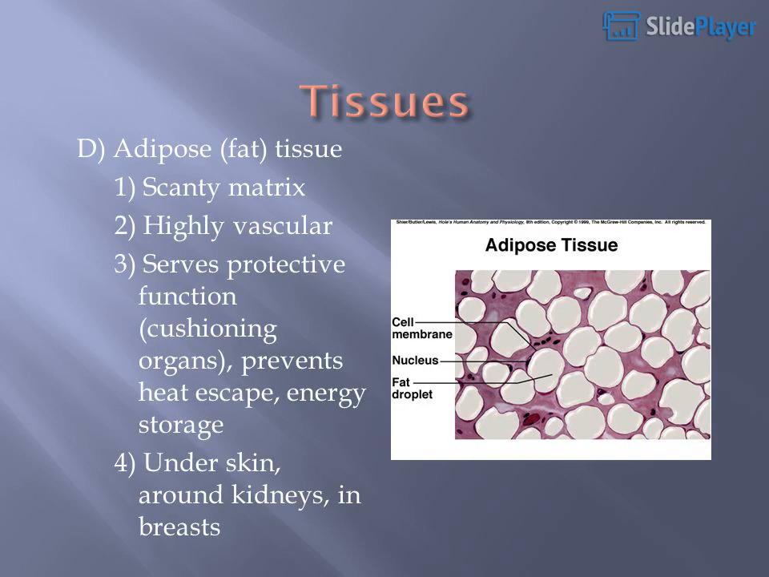D. Adipose, fat, tissue. 1. Scanty matrix. 2. Highly vascular. 3. Serves protective function, cushioning organs, prevents heat escape, energy storage. 4. Under the skin, around kidneys, and breasts.